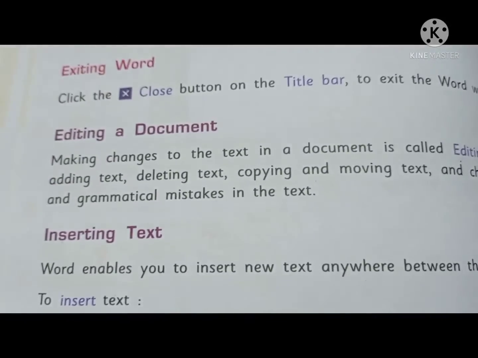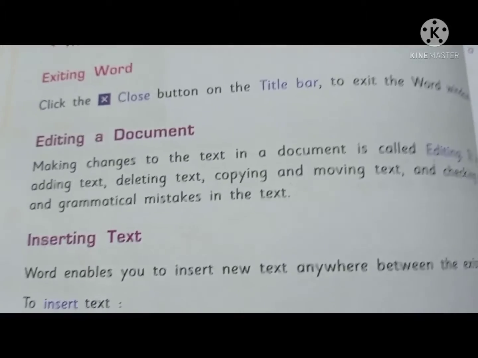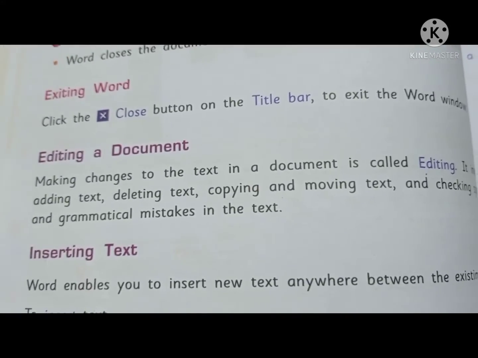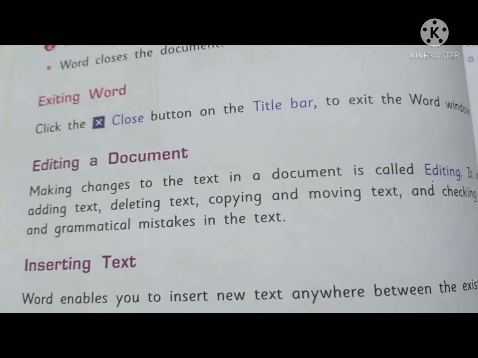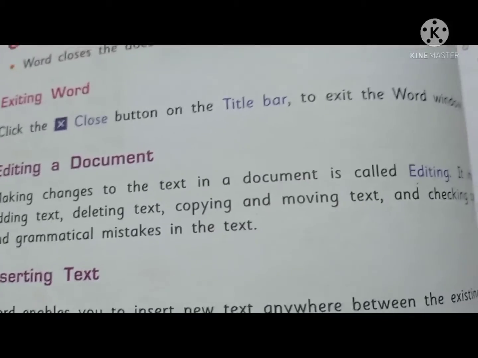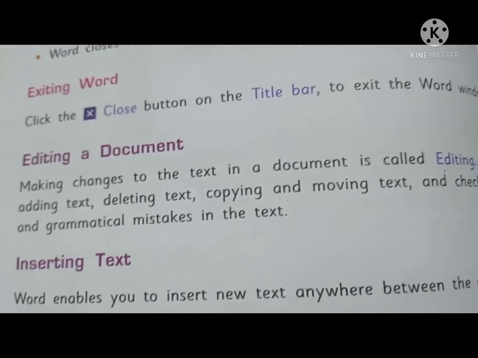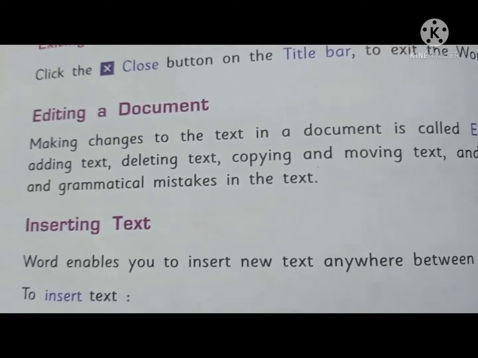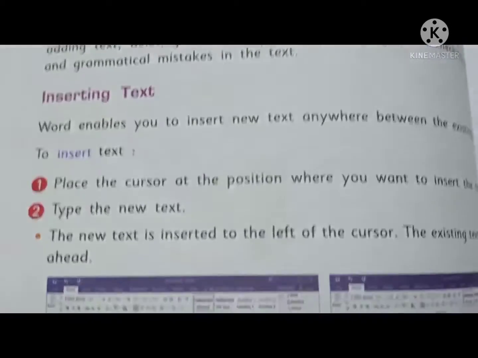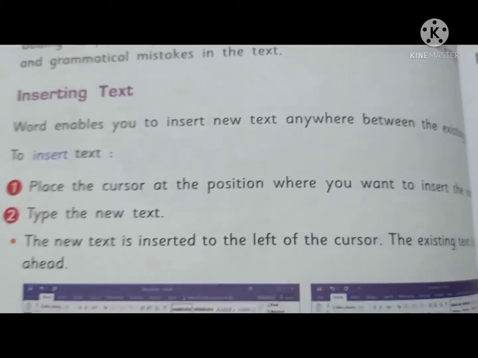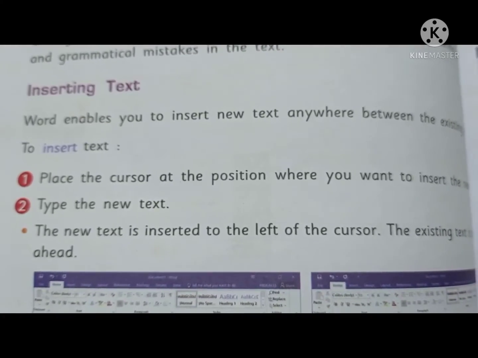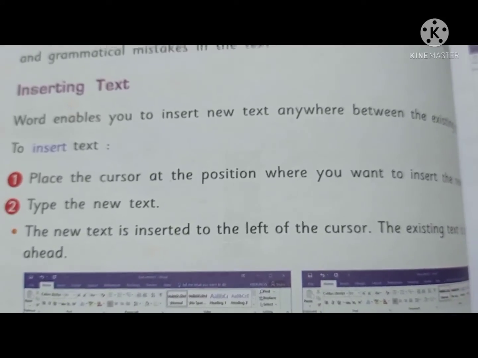Next one is editing a document. If you want to change something in the document, you can make the changes. That is called editing. Editing includes adding text, deleting, copying, moving, or checking spelling and grammatical mistakes. You can change all of it. So the first one is inserting text. If you want to insert some text in between an existing sentence, first place the cursor at the position where you want to insert the word.